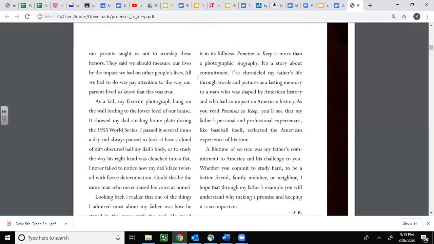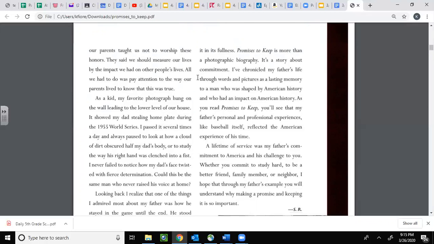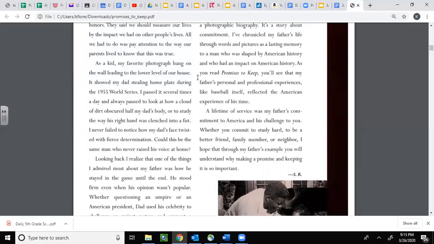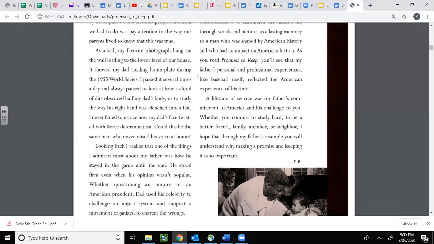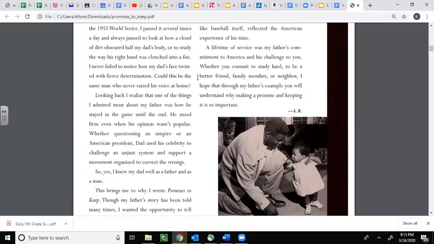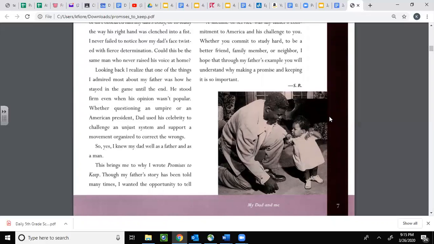As you read Promises to Keep, you'll see that my father's personal and professional experiences, like baseball itself, reflected the American experience of his time. A lifetime of service was my father's commitment to America and his challenge to you. Whether you commit to study hard, to be a better friend, family member, or neighbor, I hope that through my father's example, you will understand why making a promise and keeping it is so important. You see this picture down here, my dad and me, it says.